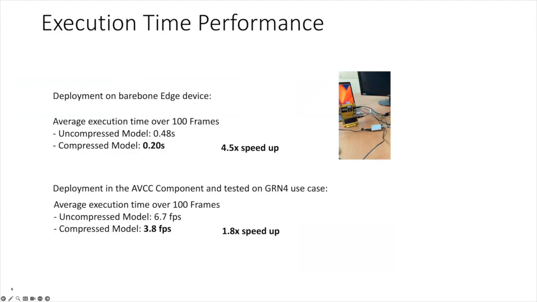The validation of the speedup of the compressed model has been performed on 2 benchmarks. For benchmark number 1, the compressed model has been deployed on the Apollo Edge device, equipped with a GPU. The Apollo device is a prototypical example of an edge device that could be used in real-world deployments. In this case, the speedup with reference to the original model is 4.5 times. For the second benchmark, we integrated the compressed model into the AVCC component developed within MARVEL. In this case, the speedup, considering the overhead induced by the internal functioning of the AVCC component, is 1.8 times.